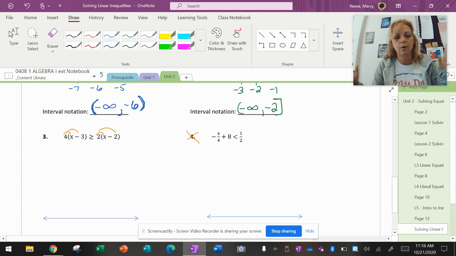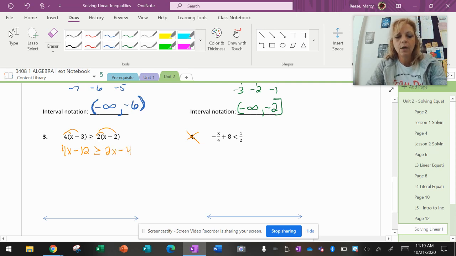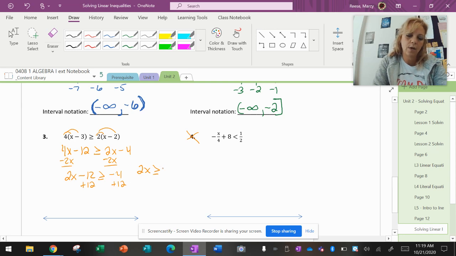So I'm going to look at 3, and I'm going to go, all right, I got distribution on both sides. I'm going to distribute the 4 on the left side, so it'll be 4x minus 12. And then I'm going to distribute the 2, 2x minus 4. Okay. And I'm going to get the x's to one side. So I'm going to minus the 2x. And I've got 2x minus 12. I'm going to add the 12. And I've got 2x is greater than or equal to 8.